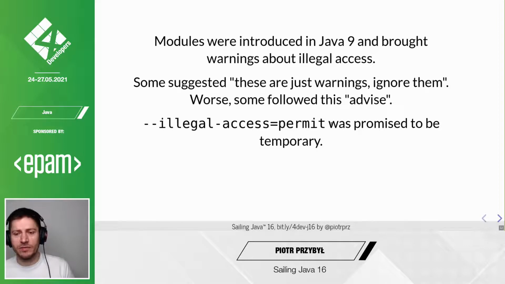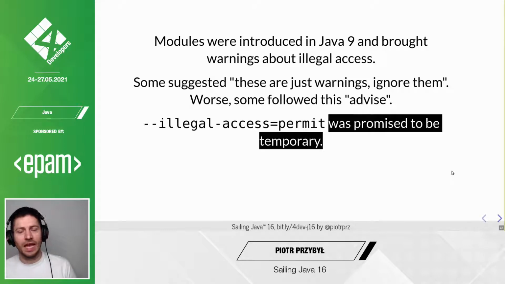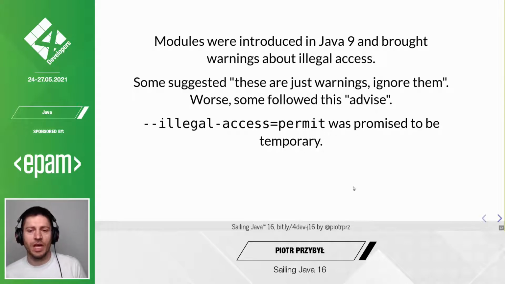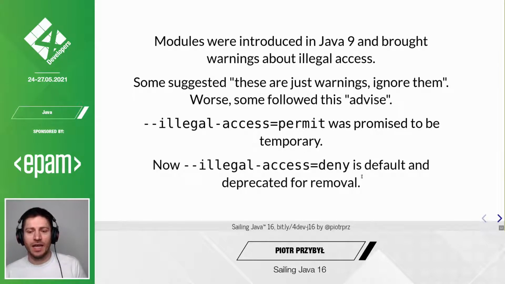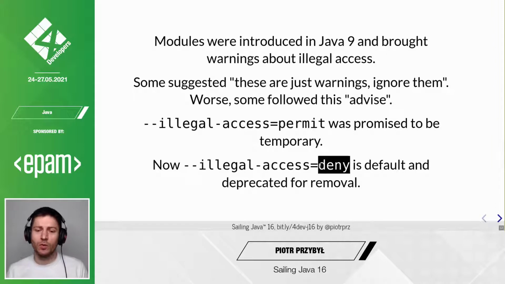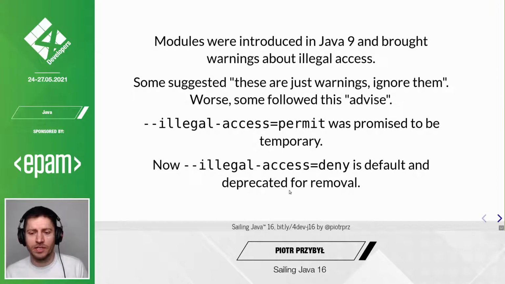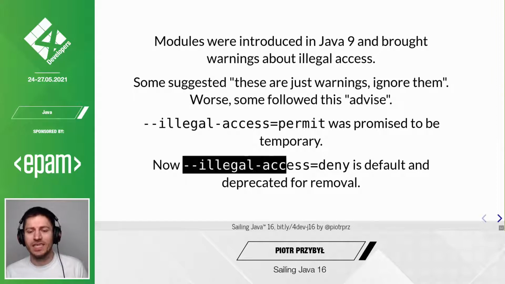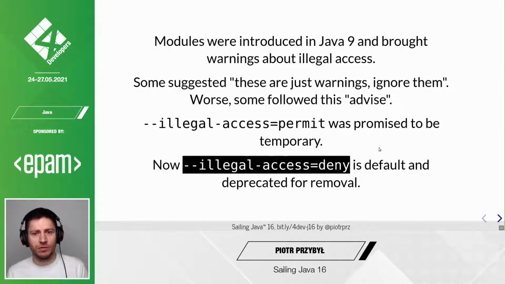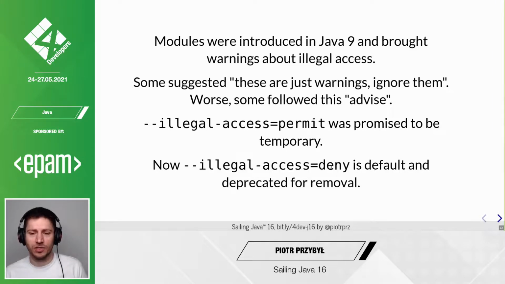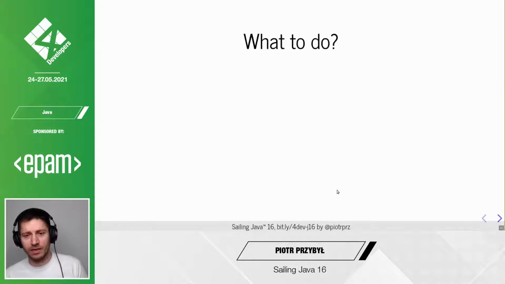It was promised from day zero to be temporary, right? And this time has just finished with Java 16. So now it's switched to illegal-access=deny. This is the new default, and now it's deprecated for removal, meaning we can still switch this flag, but in one of the future releases we won't be able to switch it to any other values, because we also have debug and warn as options for illegal access.